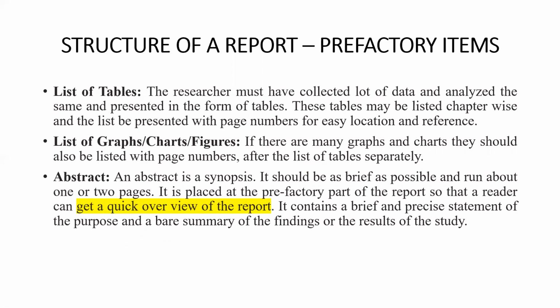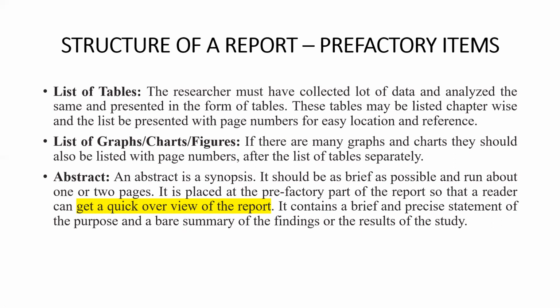Then you have lastly the abstract. An abstract is a synopsis. It should be as brief as possible and run about 1 or 2 pages. It is placed at the prefatory part of the report so that a reader can get a quick overview of the report. So what is the purpose of the abstract? It has to be 1 or 2 pages, brief and precise, and the purpose is to get a quick overview of the report. If someone wants a quick overview of your research report, he can read the abstract. The abstract will tell the reader what the report is all about.